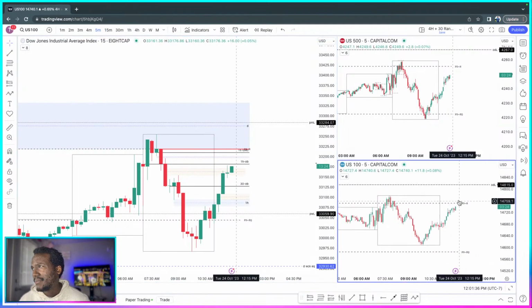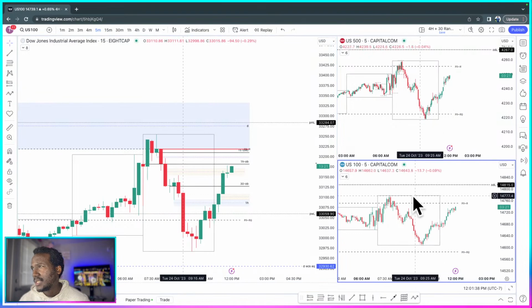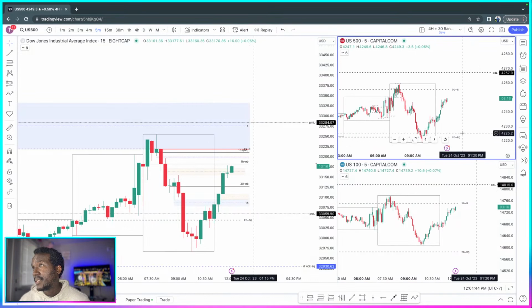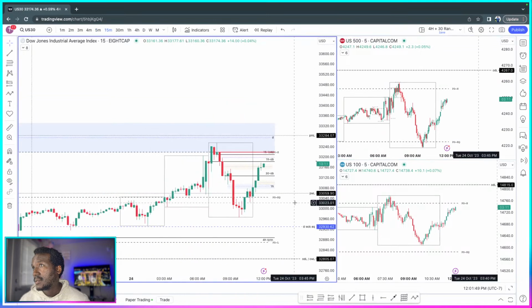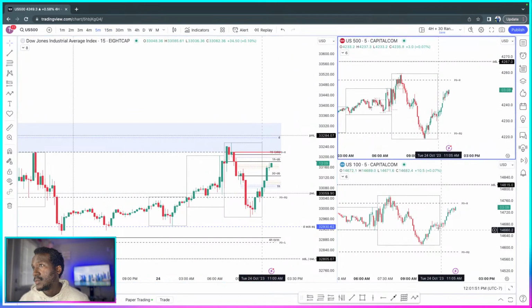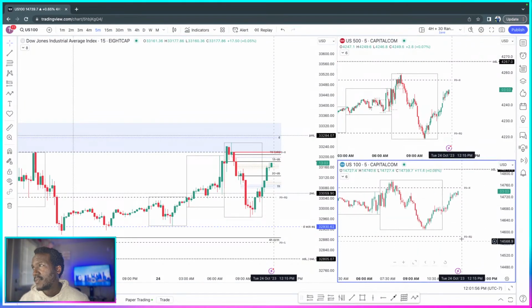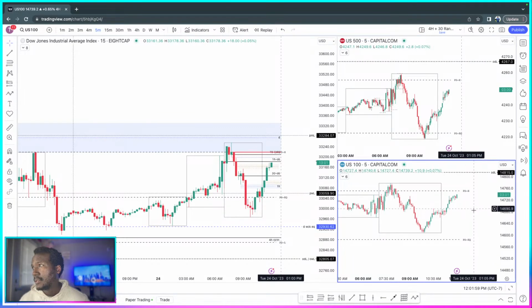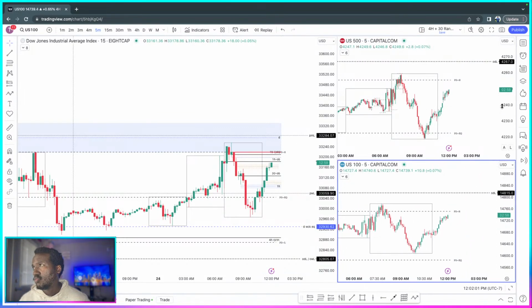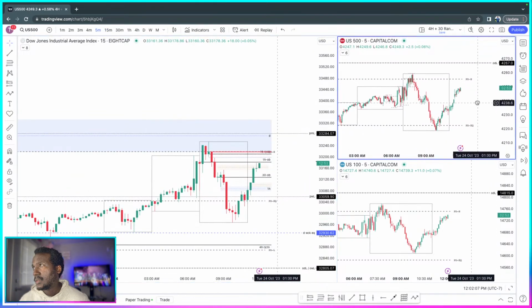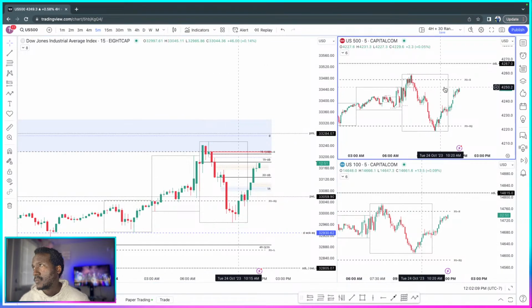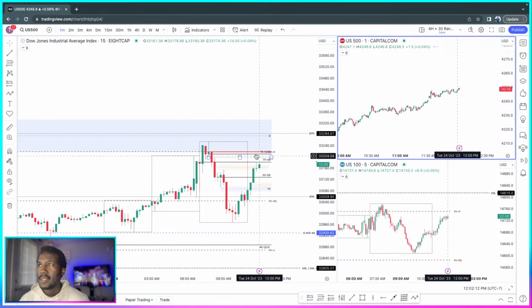NAS 100 is about to take the previous day high, and I do believe they'll also take that previous 4-hour range high. US 500 is pretty much the same as US 30 as well. All of them, as we speak right now, are in between yesterday's half of the range and the high, right? I don't know what else to say from there. Okay, we'll just wait and see.